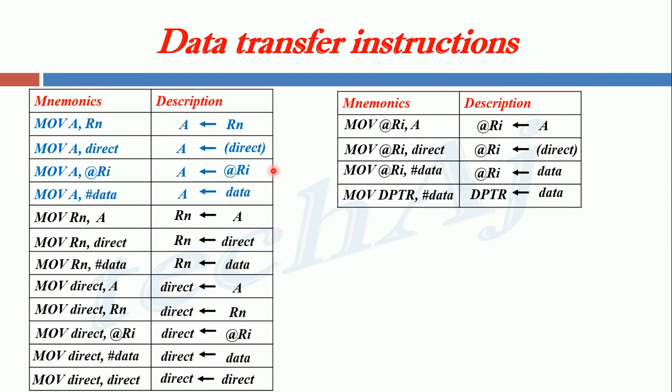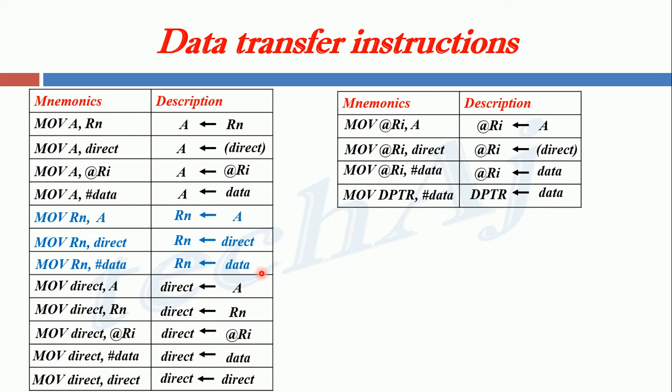For example, if you observe these first 4 instructions, they have the destination operand as the accumulator, and the source operand may be registers R0 to R7, direct memory address, indirect memory address pointed by the register pointer @R0 or R1, and immediate data. Similarly, we can have a next group of move instructions where register Rn is the destination and accumulator, direct memory address, and immediate data are the source operand.